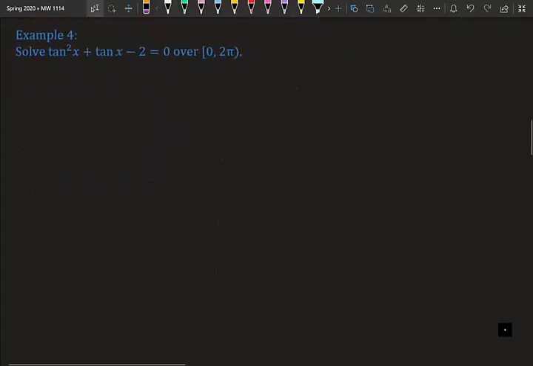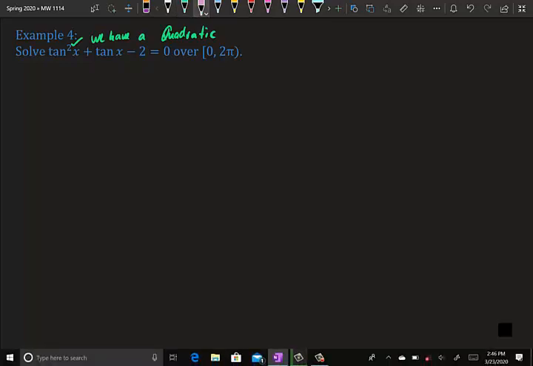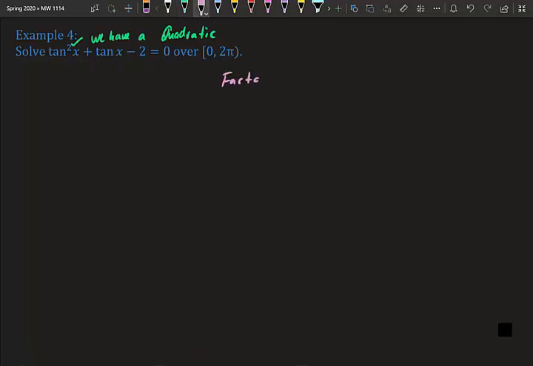Alright, let's solve tangent squared x plus tangent x minus 2 equals 0 over the period of 0 to 2 pi. So, do you notice that we have a quadratic? We have a quadratic because of that too. The only way we really know how to solve quadratics is by factoring. So let's factor this.